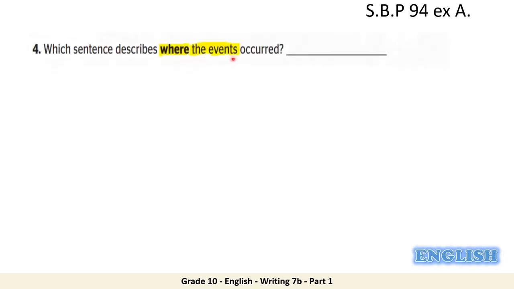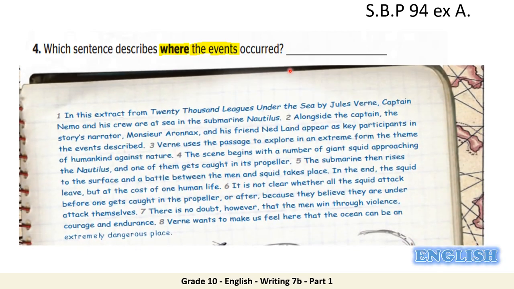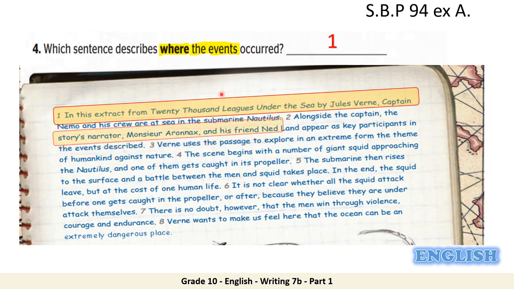Let's go to the next question. Which sentence describes where the events occurred? So, let's find out from the extract. Please pause the video for a while. Try to find the answer. So, can you say the answer? That's correct. It's sentence number 1, when he said, at sea in the submarine Nautilus. That's correct. So this is the place.